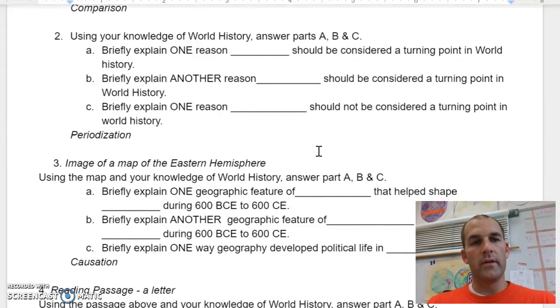It might ask you something like this: using your knowledge of world history, answer parts A, B, and C. So arguing about potential turning points. Briefly explain one reason why this is a turning point in world history. Briefly explain another reason. So it might ask you for 2 reasons there, and then one reason why you might argue the opposite. So why is this not considered a turning point in world history? So that'd be a periodization type question.